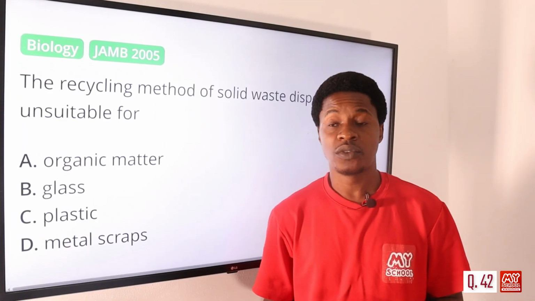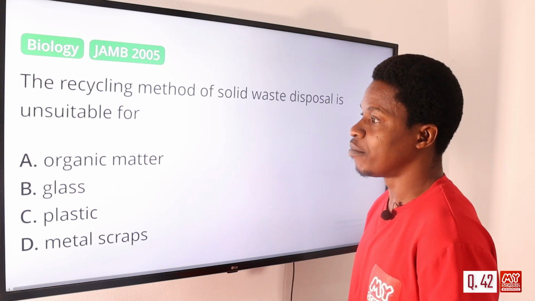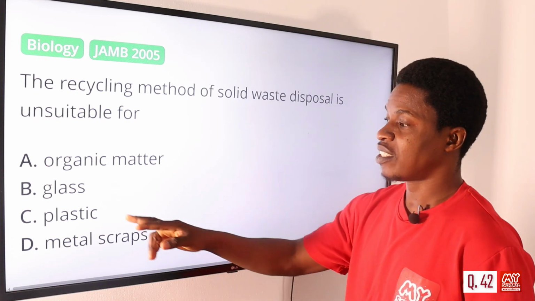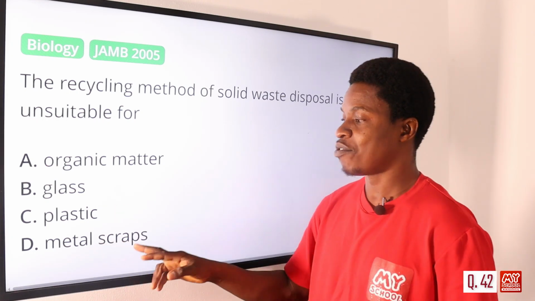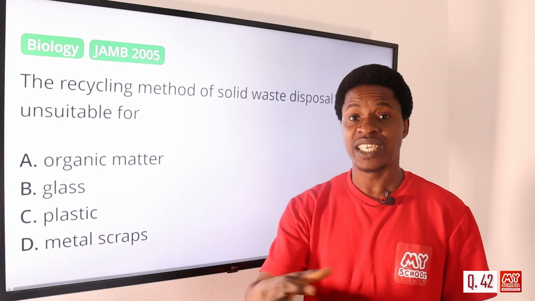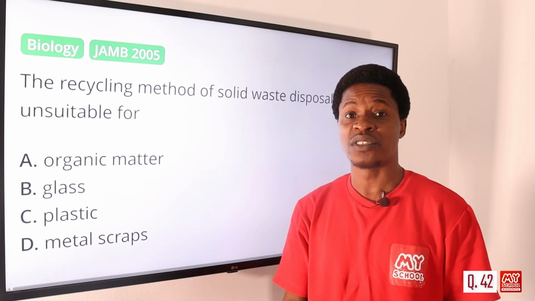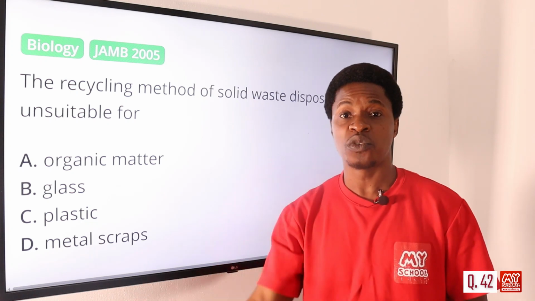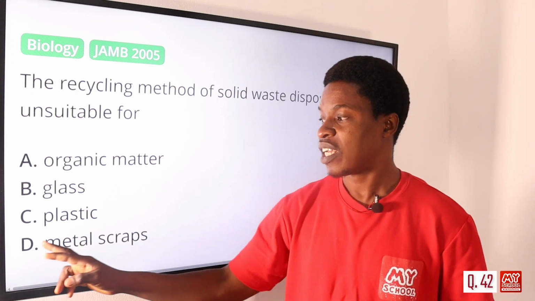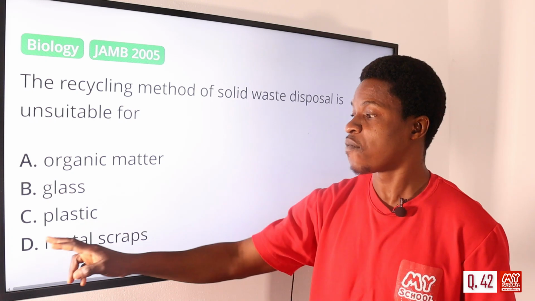On to question number 42. The recycling method of solid waste disposal is unsuitable for what? Option A says organic matter, option B says glass, option C says plastic, option D says metal scraps. If you look at metal scraps, usually some people go about picking scraps of metals. They go to users and try to get those things and get them recycled back in the industry to produce more desired metallic substances. So this can be recycled. So the recycling method is suitable for metal scraps.